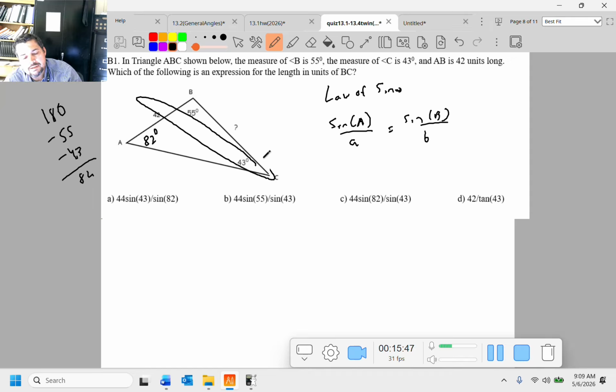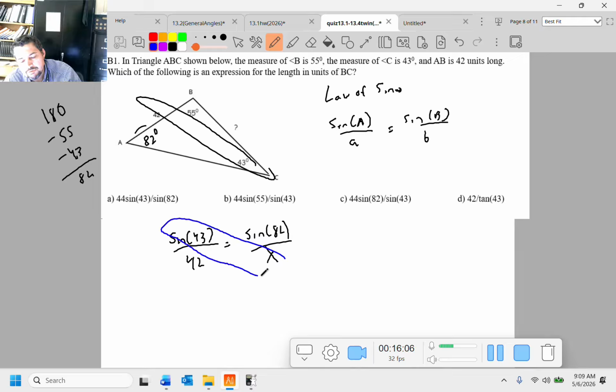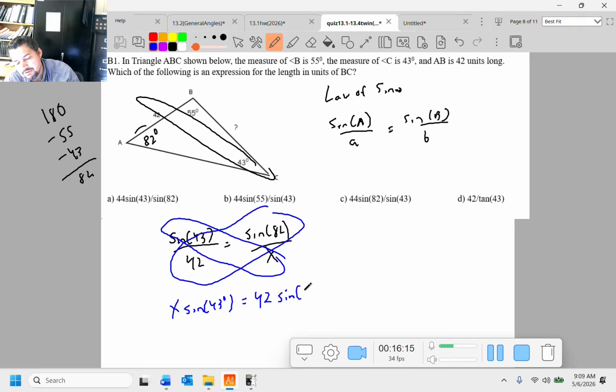I have a side-angle pair here. The sine of 43 degrees would compare to a length of 42, as the sine of this 82 degrees right here would compare to the unknown length, which I'll just call x because I'm comfortable with x's. Then we're going to do something old school called cross multiplication. x sine of 43 degrees would be equal to 42 sine of 82 degrees. Remember, we're solving for x here, so the only move we have to do is to divide out the sine of 43.